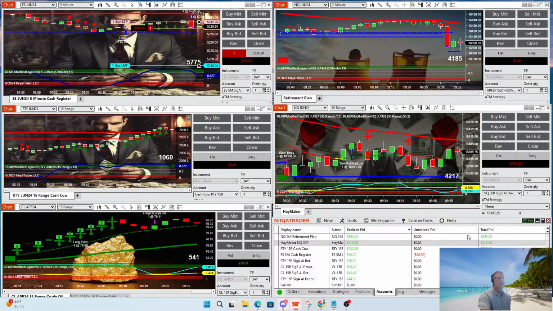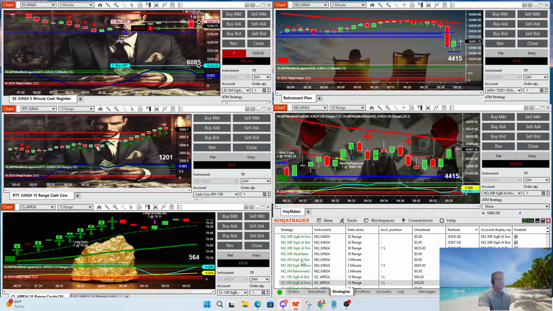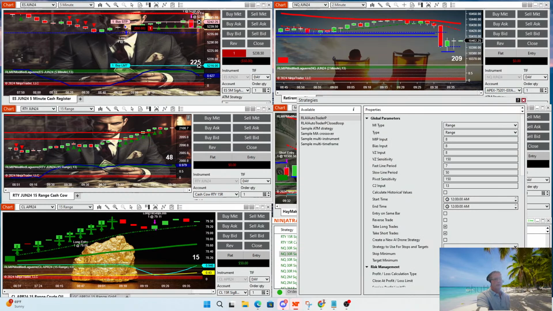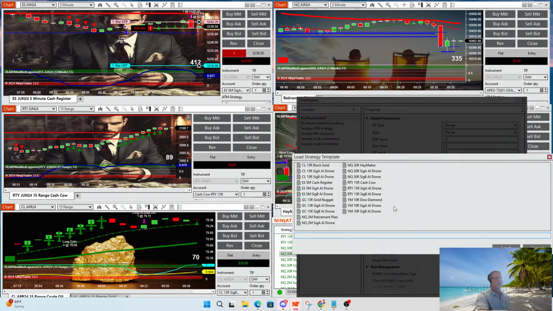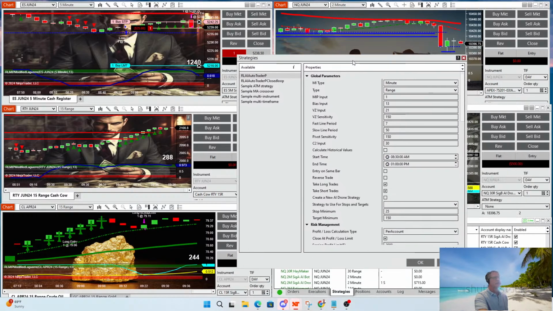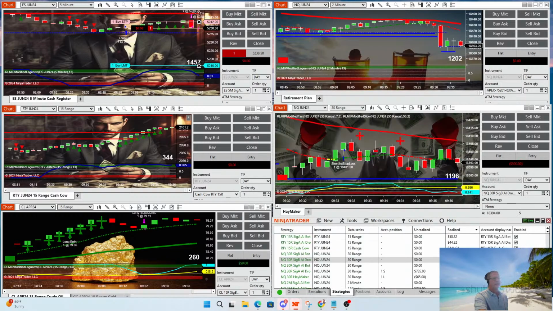I think what I'm going to do is try a Signal B. So I'm going to go to my strategies, and I'm going to go to my 30 range Signal B AI drone, and load. Now I'm just loading new ones because I want to continue to get data for my SIM accounts. And if I switch accounts around, it'll kind of ruin it.